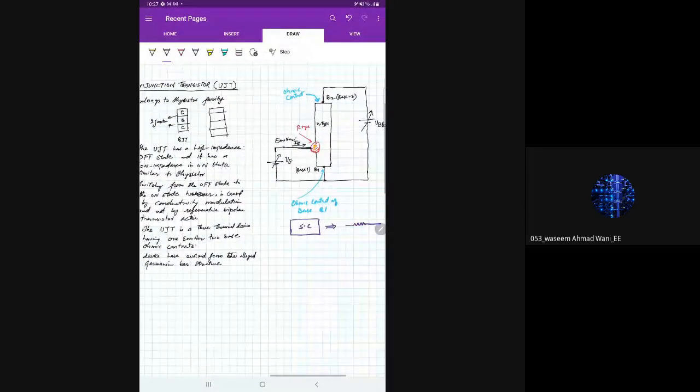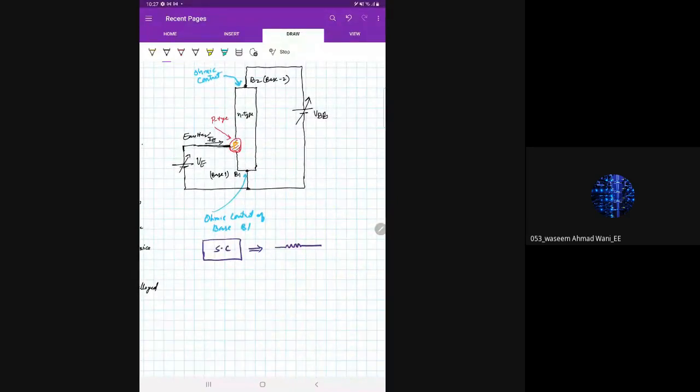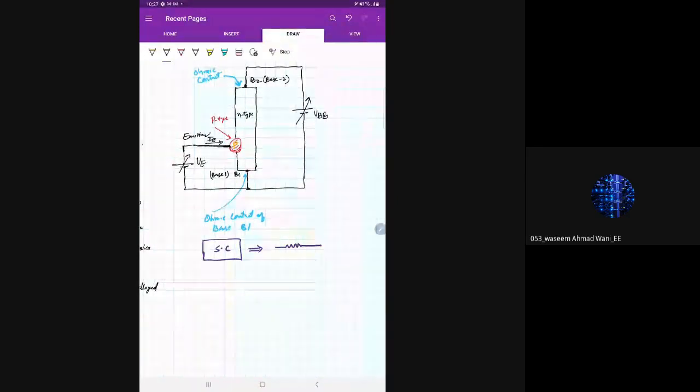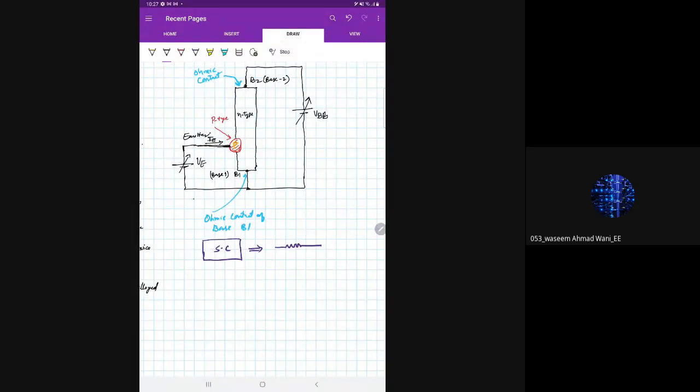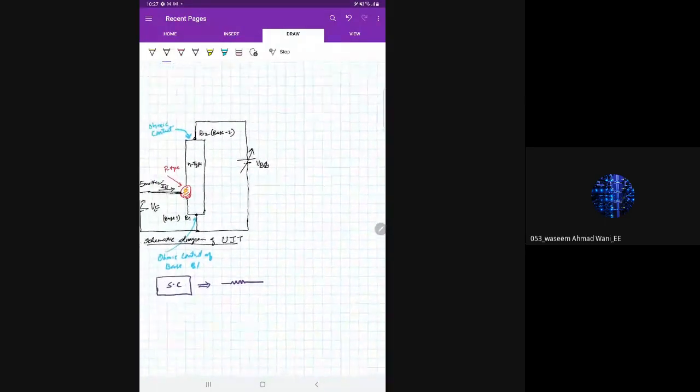Now see, if we draw the equivalent circuit diagram of this schematic representation of the UJT, this is the schematic diagram of the UJT. This is not the symbol yet. This is not the symbolic diagram. If we draw its equivalent circuit, it would look something like this.